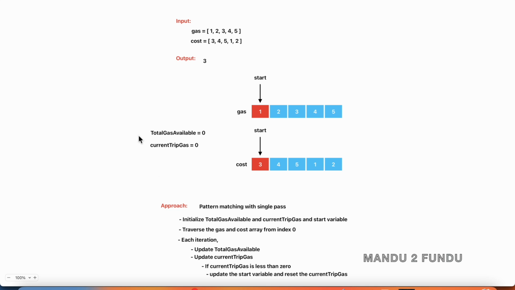So first we initialize the total gas available variable to 0 and the current trip gas to 0. The purpose of this variable is to keep track of the total amount of gas available from the entries we have traversed so far. But the current trip gas accounts from the entry where we actually started the journey.